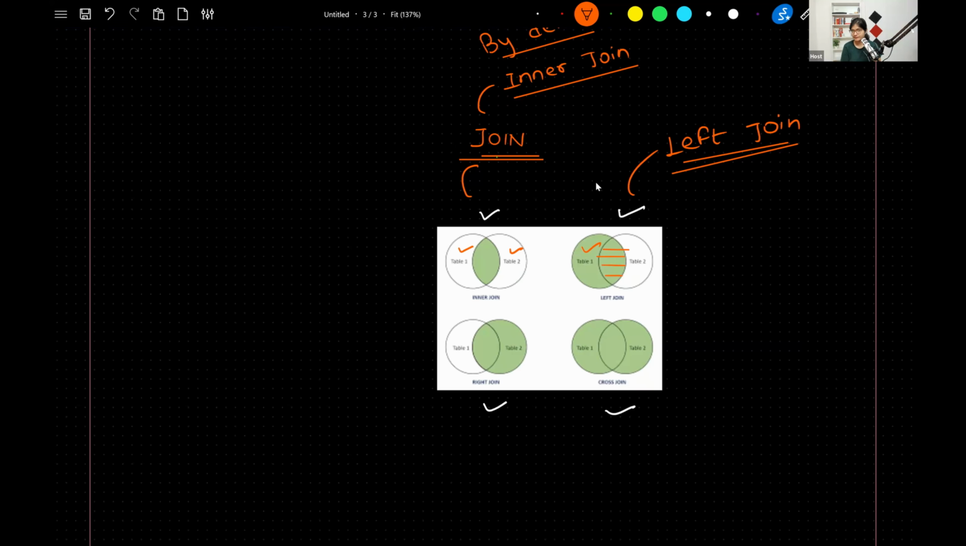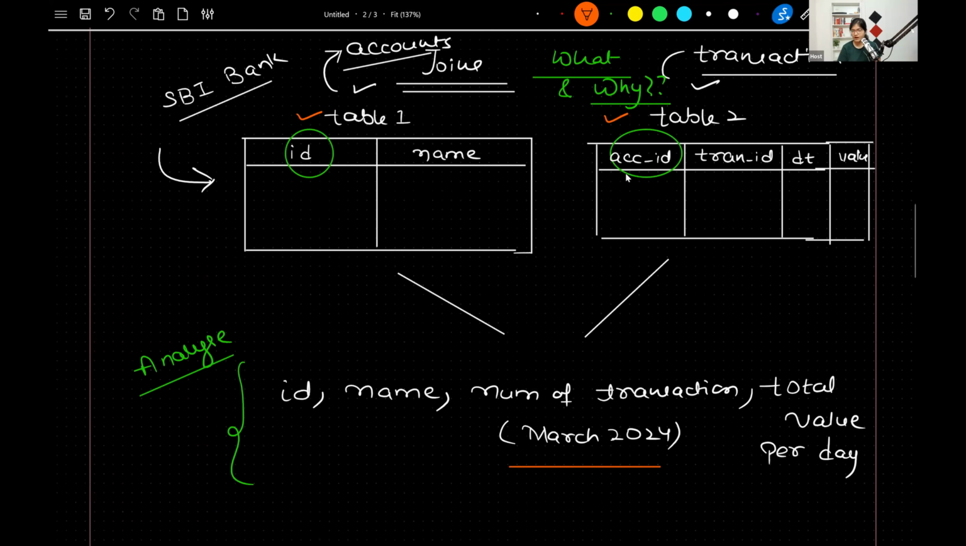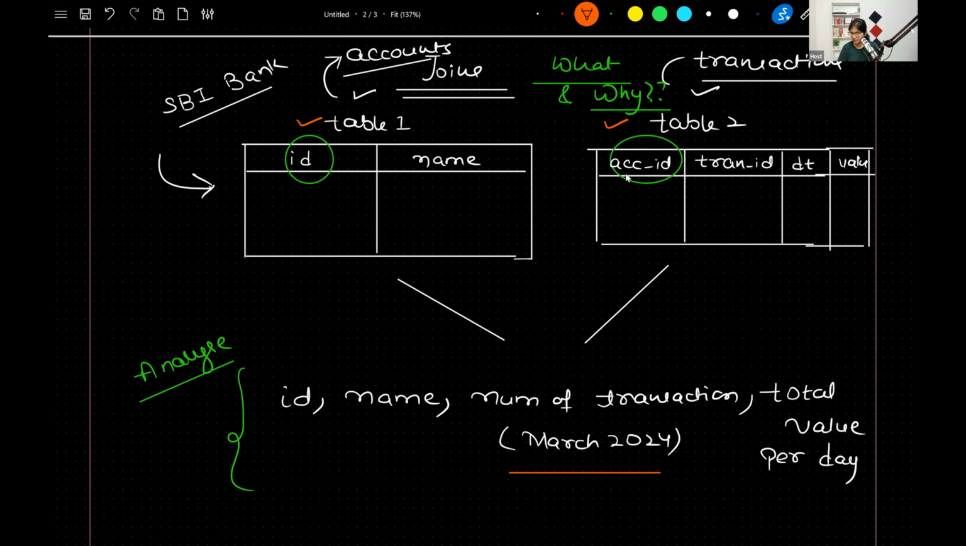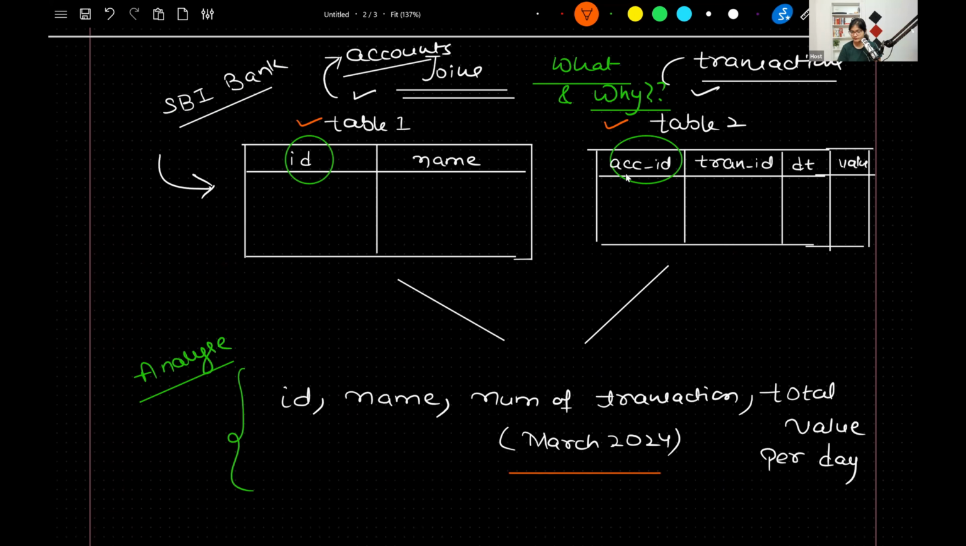Can I ask a question? Yes, please. So you're saying in the left join, it's going to show us the ID, name, and then it's going to add the account number from table 2. Yeah, from table 2.